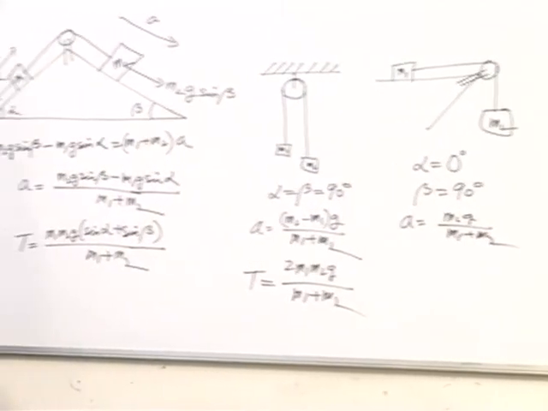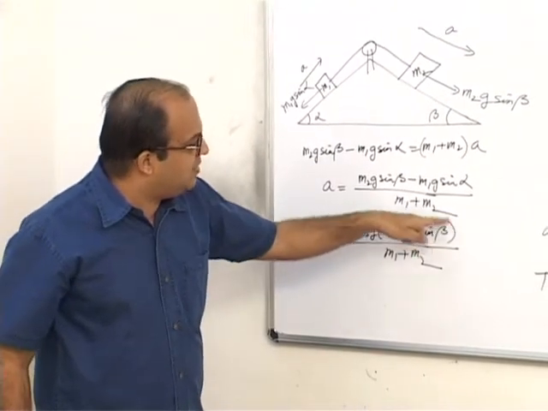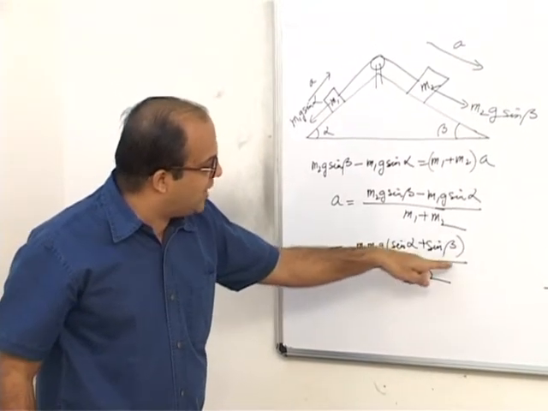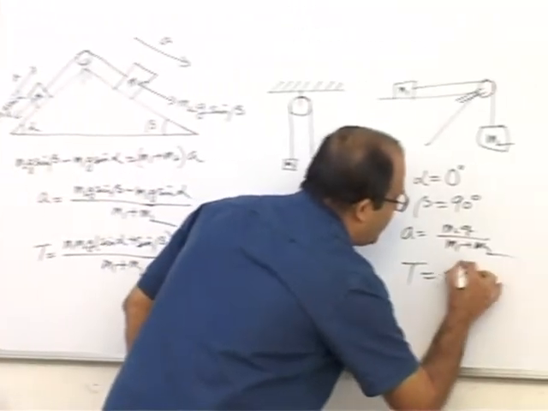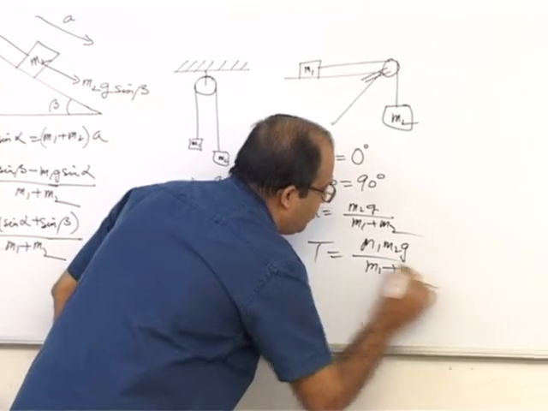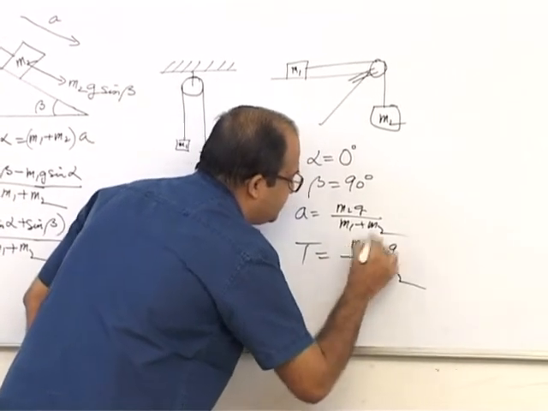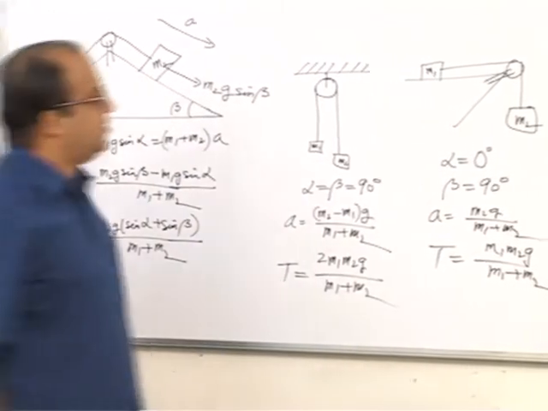And for tension, again put alpha equal to 0 degrees. This will make this 0. And we put beta equal to 90 degrees, that will become 1. So tension becomes m1 m2g by m1 plus m2. So we got the equation for this particular case also.